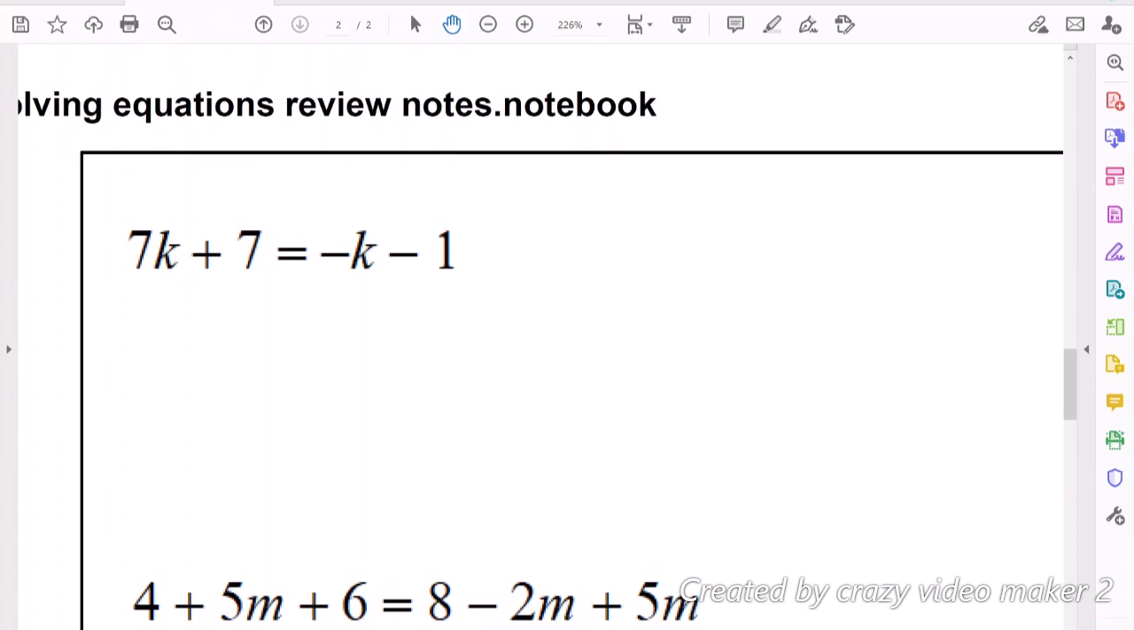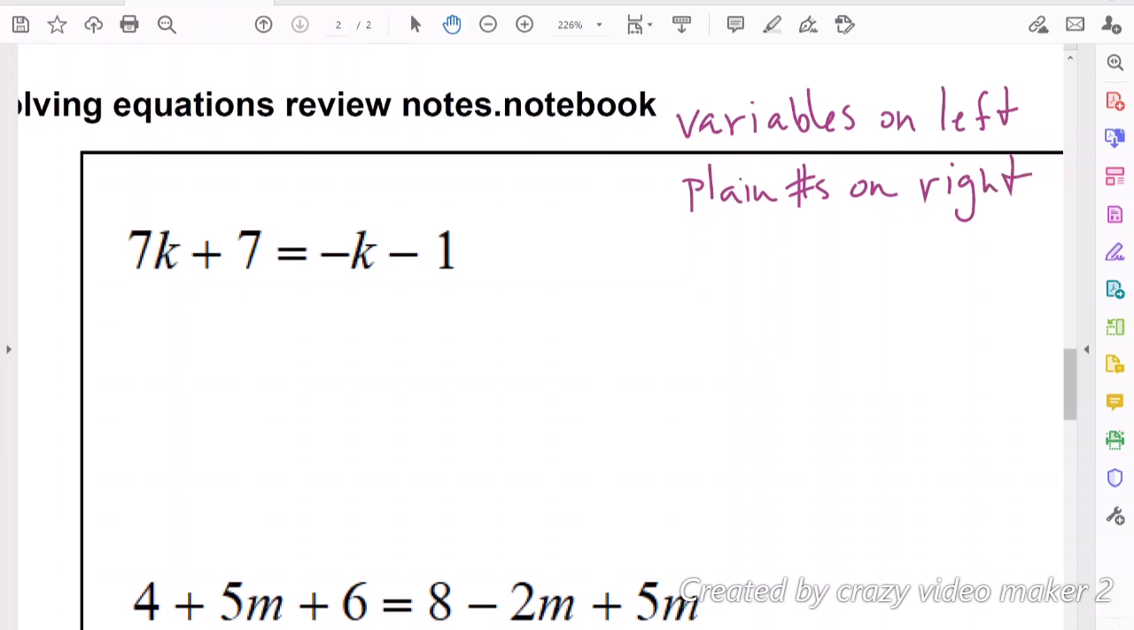Last two examples here. Here we have variables on both sides of our equal sign. So remember, we need to get all of the variables on the left, plain old numbers on the right, okay? Variables on the left, plain numbers on the right.